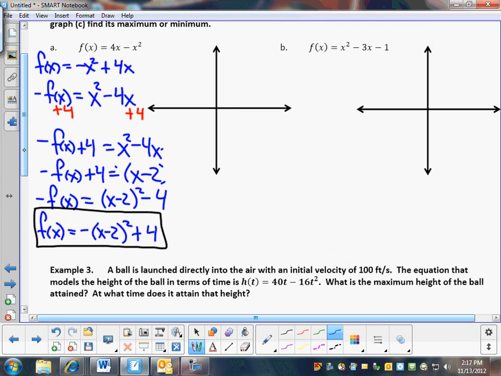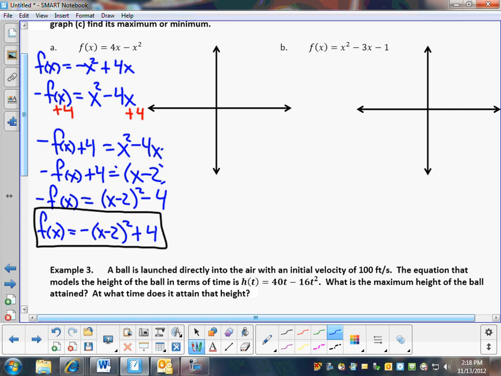All right, let's go to B. And this is all we're going to do. We're just going to do A and B, and I'm going to show you 2 examples where I do it a different way, and then you can have work time. So f of x equals x squared minus 3x minus 1. Do you need to divide anything off the x squared? No. So what would you do last year then if you didn't have to divide off?